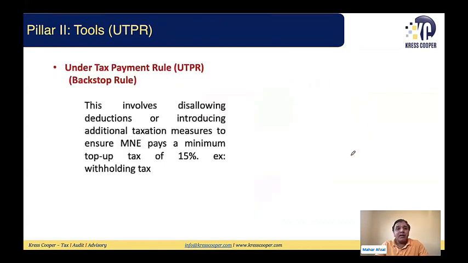The next is the undertaxed payment rules. This undertaxed payment rule is the backstop rule. It all depends: if we are not able to collect 15% by applying the IIR, the income inclusion rules, then we need to apply the undertaxed payment rules. Once we are applying the undertaxed payment rules, we need to make sure that on an overall basis 15% is being paid to the tax authorities.